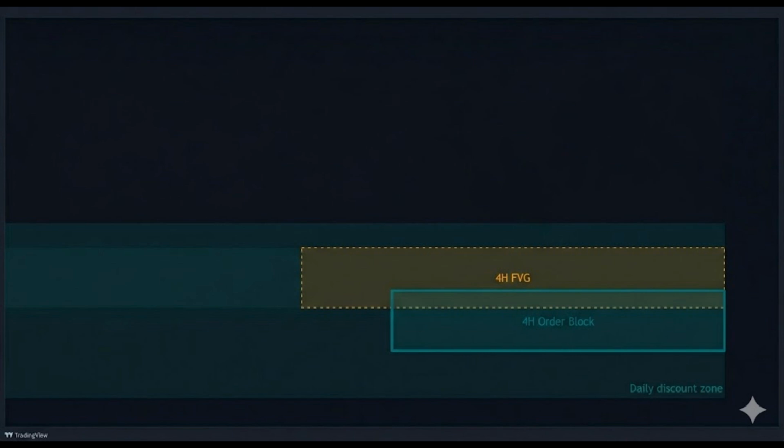These two zones are stacking at the same price level. That is the confluence I need to see. I'm marking both and noting the combined zone.